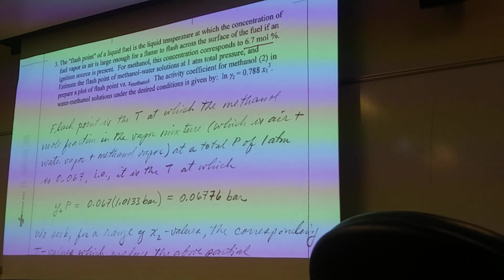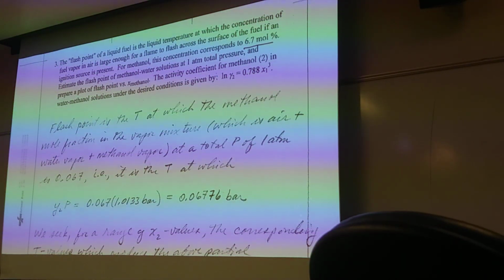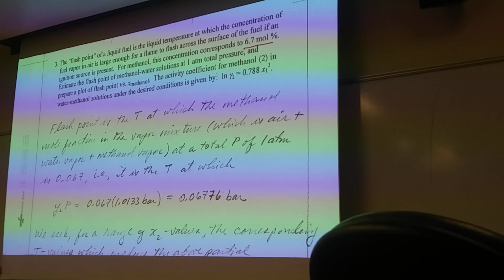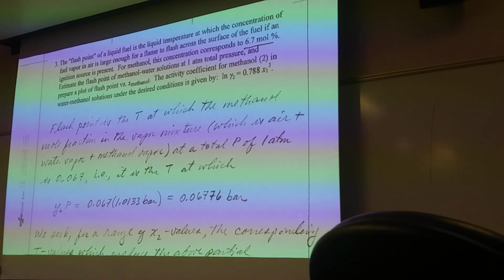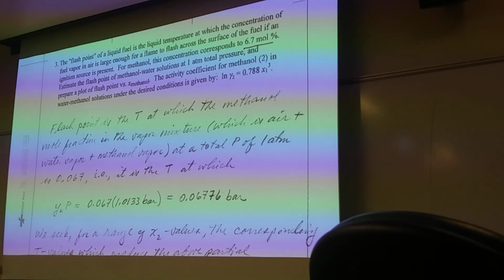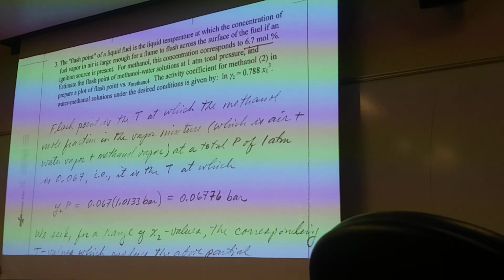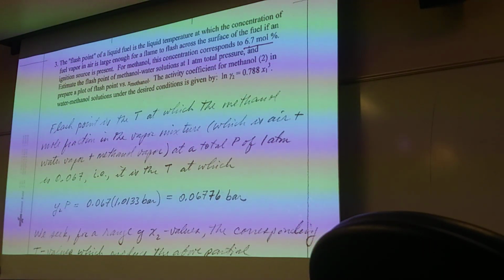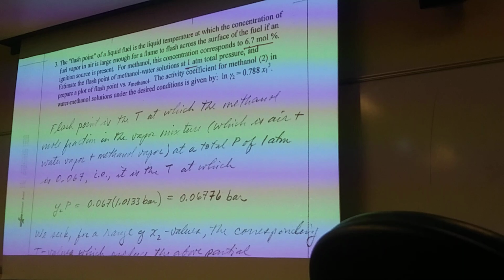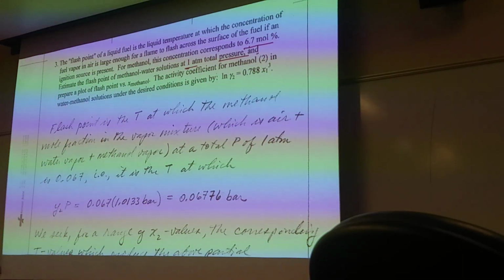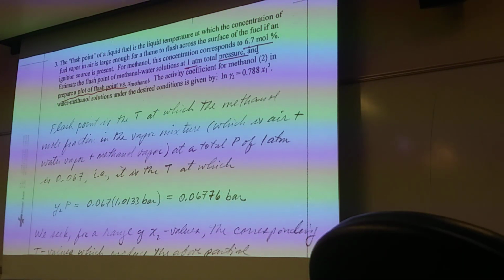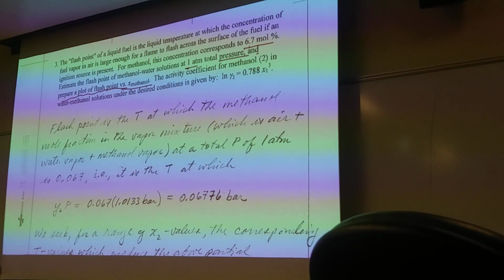And that would be the mole percentage concentration in the vapor mixture, which is going to be a mixture of air, methanol, and perhaps water vapor. But this is the key point. You're asked to estimate the flash point of the methanol water solutions at 1 atmosphere total pressure and to prepare a plot of the flash point, that would be the temperature, versus the mole fraction of methanol.